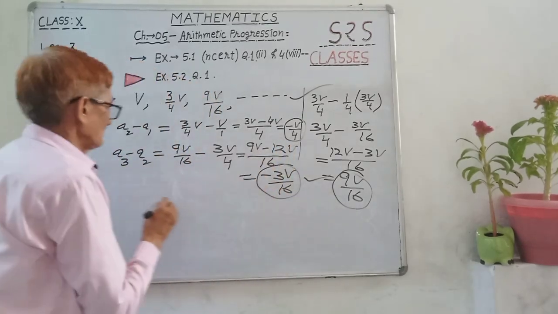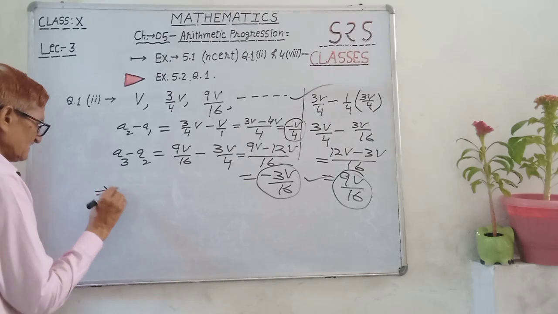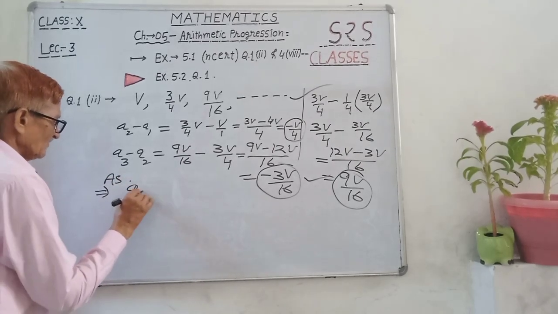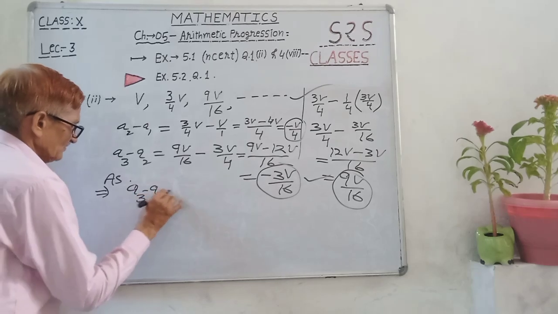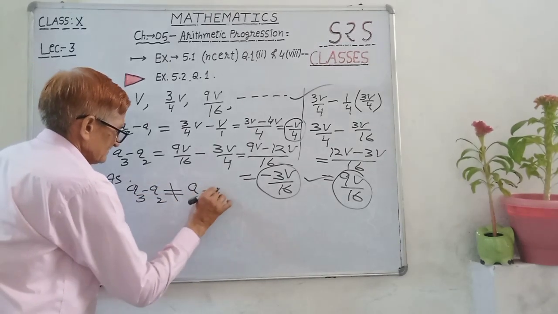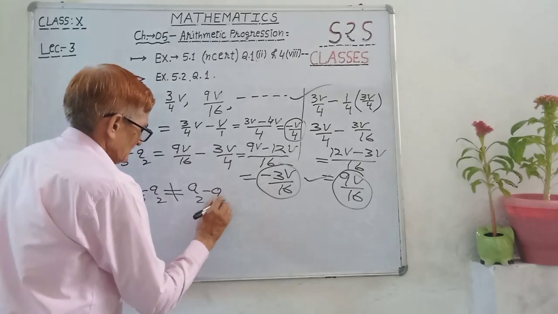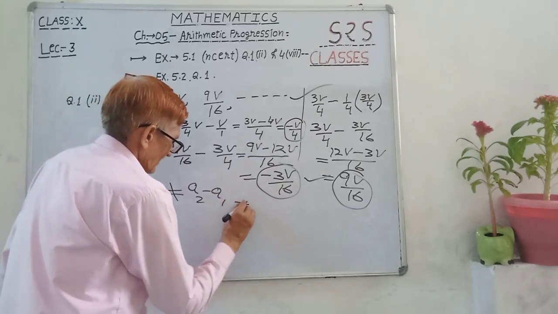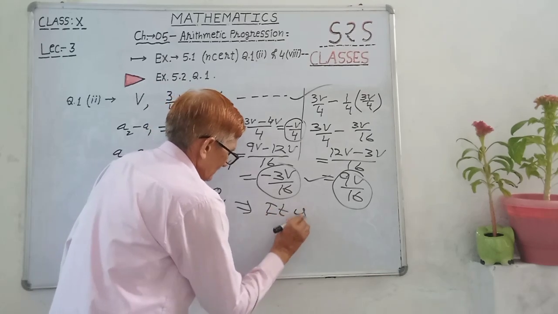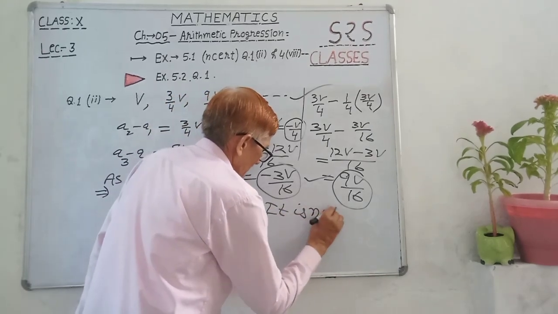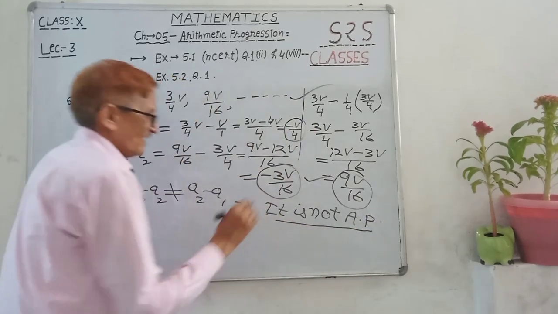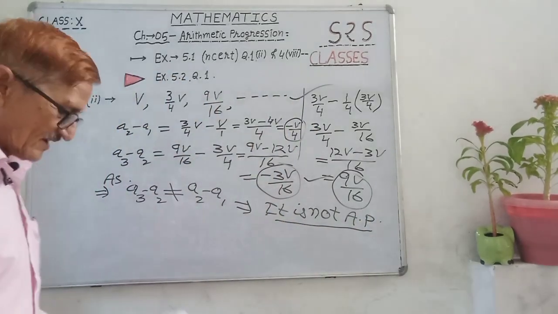So these are not equal, as A3 minus A2 is not equal to A2 minus A1. This implies it is not AP. Answer: not in AP. Clear?